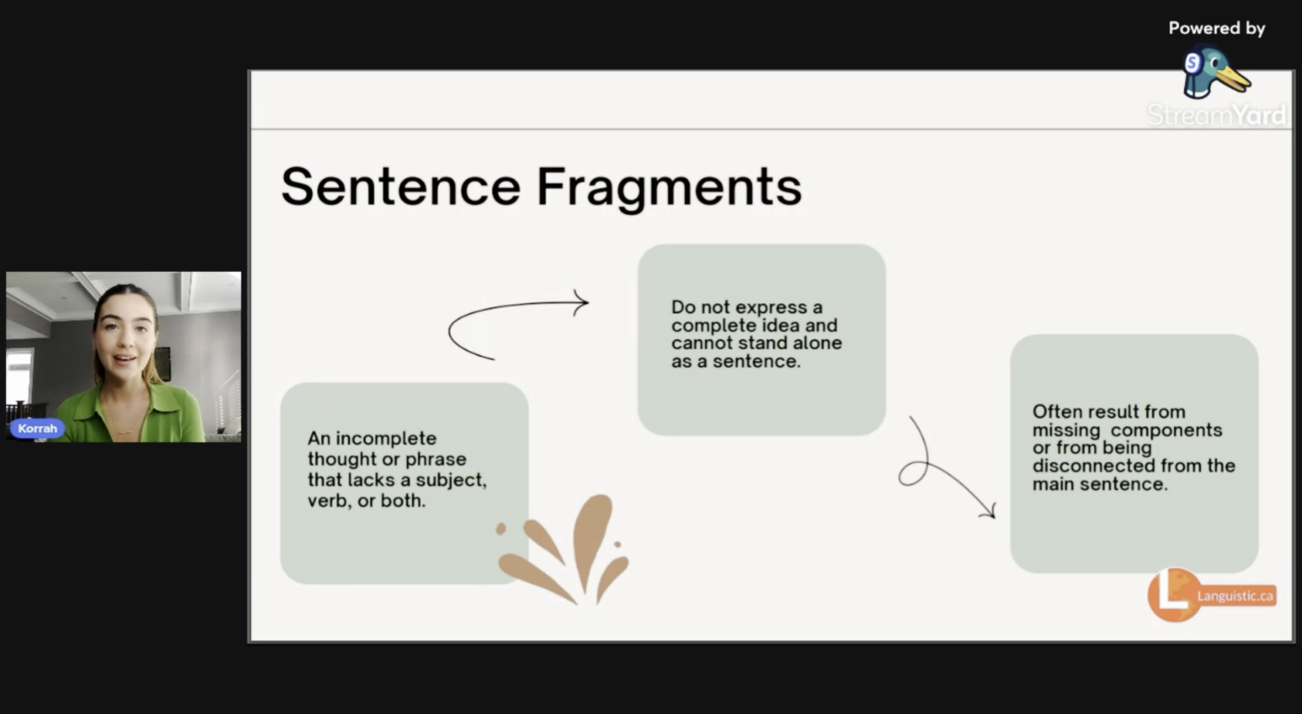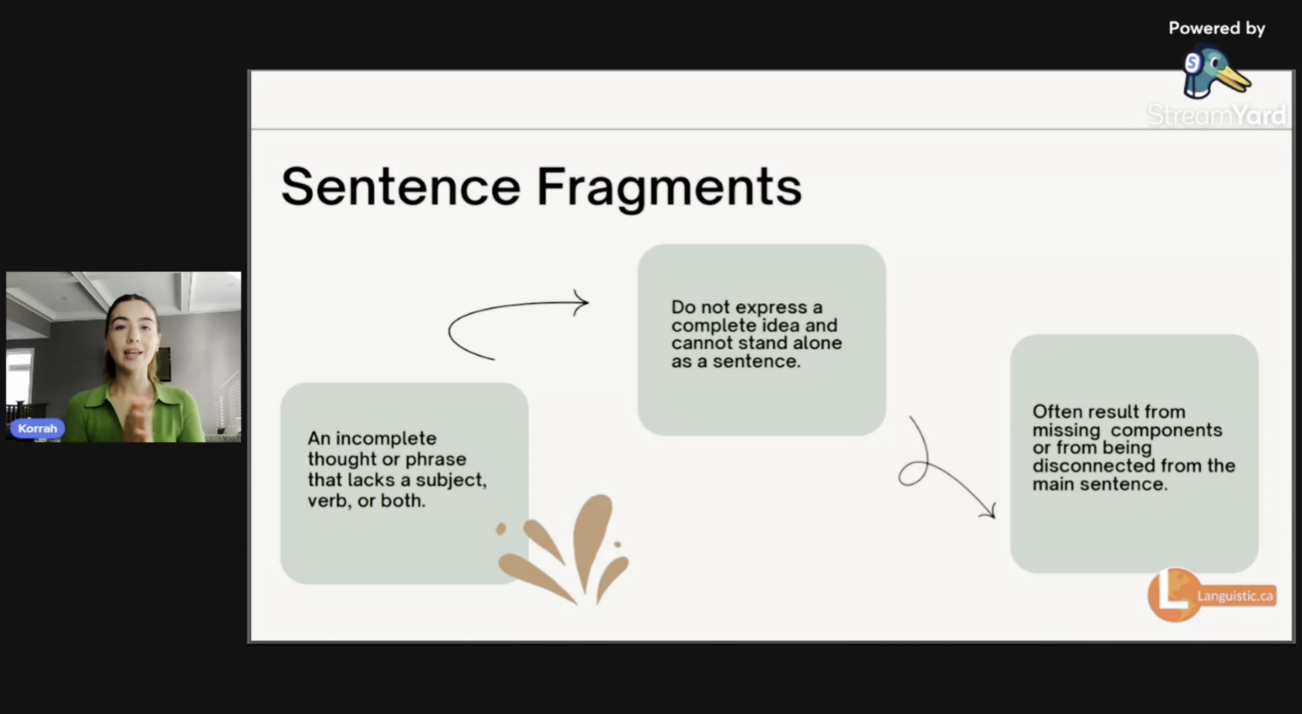Why is a sentence fragment incomplete? Often it's missing a subject or a verb, sometimes both. So we don't know who or what the sentence is about or what they're doing. The sentence cannot stand on its own. It must be connected to another set of ideas. So this often happens because it's disconnected from a main sentence.